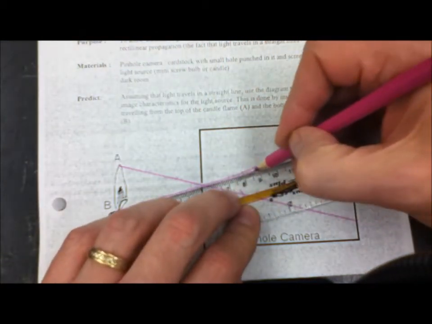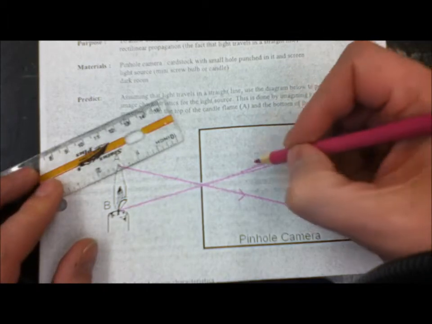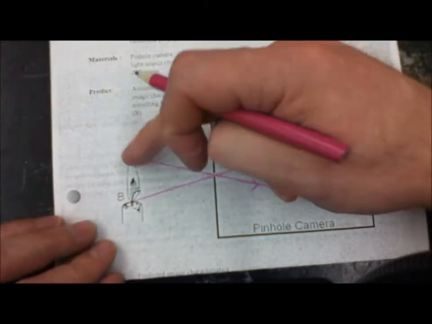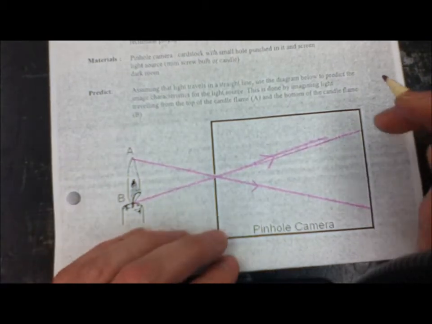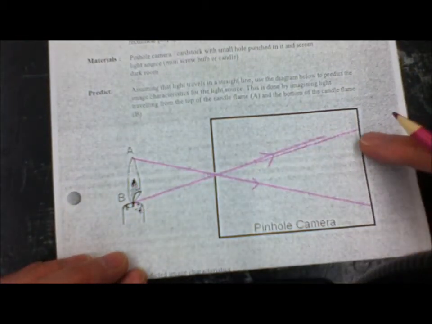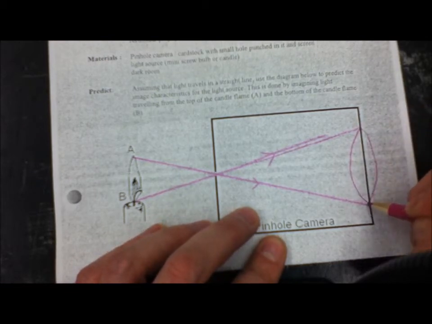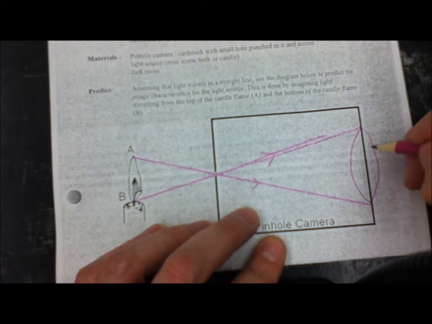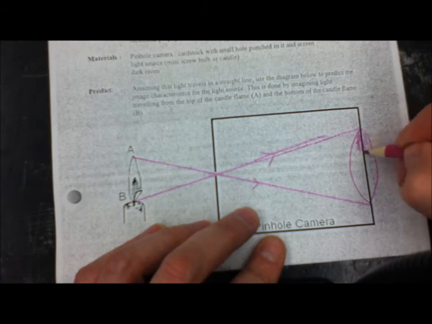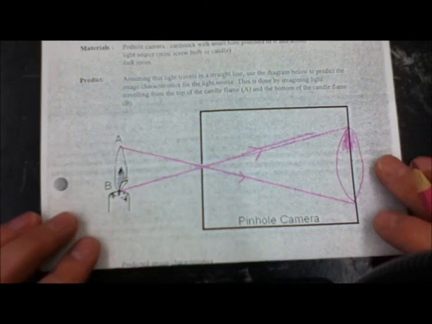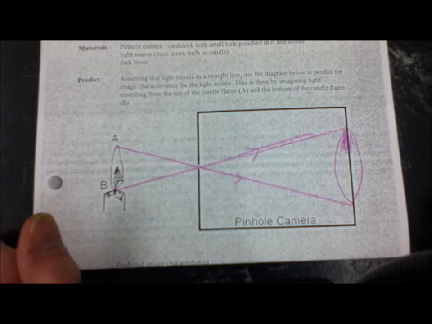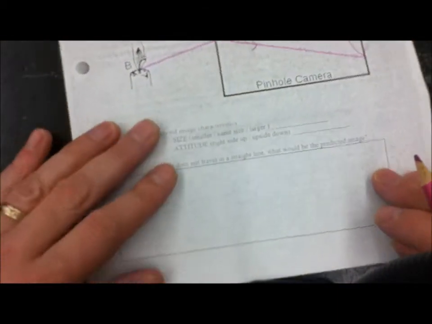Okay, so there we go. The top of the flame should be here, and the bottom of the flame should be there. So we should get something like this. And that's the bottom of the flame there. So we're going to have to be able to make a prediction now in terms of what the image should look like in this situation.